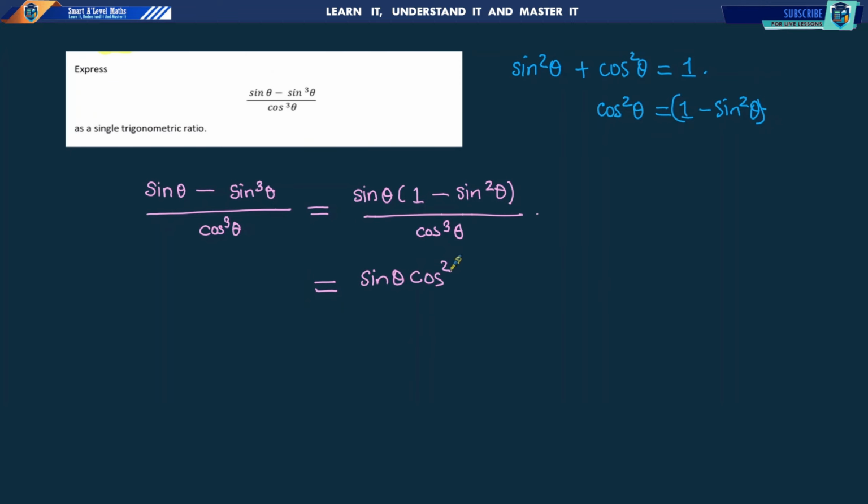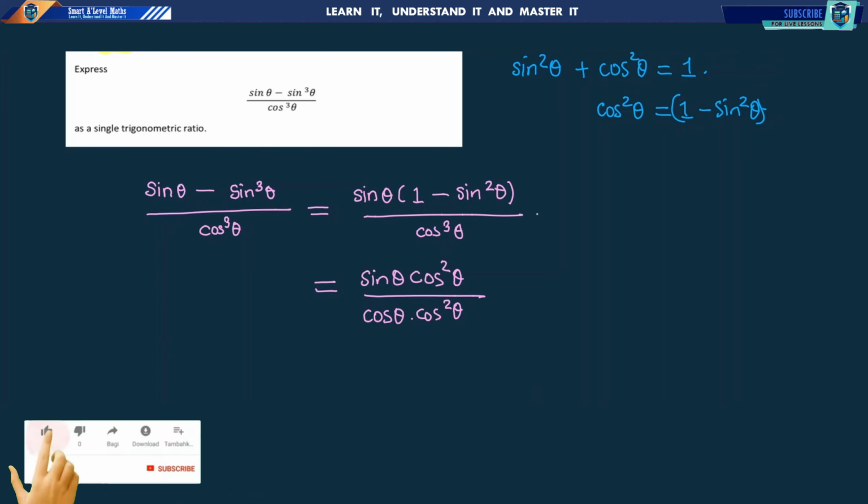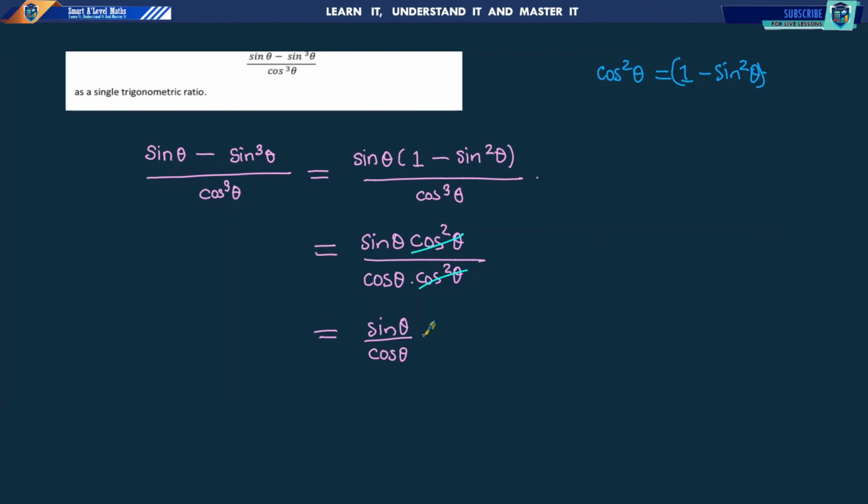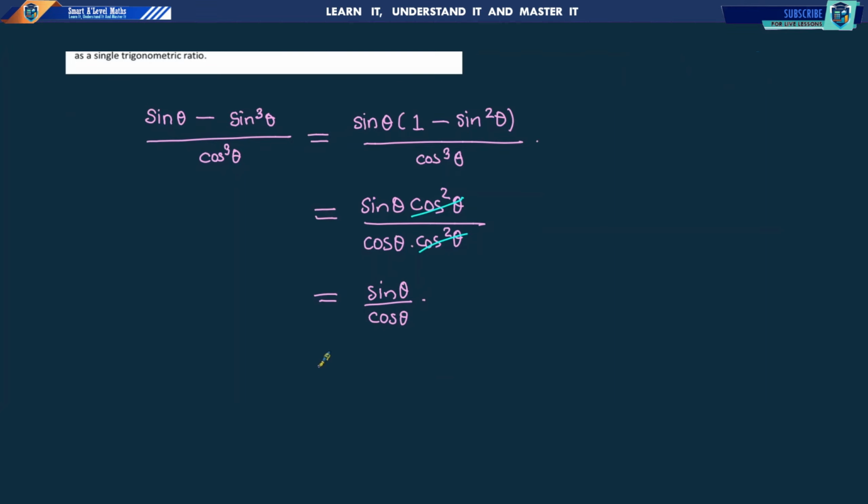Cos square theta, and we can split the denominator to cos theta times cos square theta since it is cubed. And you can see we have a common term here. We can cancel it out, and we're only left with sin theta over cos theta. And we know that is same as tan theta. In exam, you don't need to follow all these steps. You can just jump some steps out and you are done.